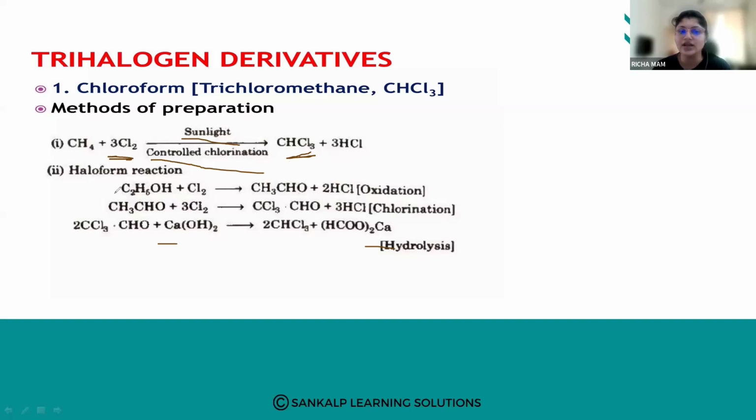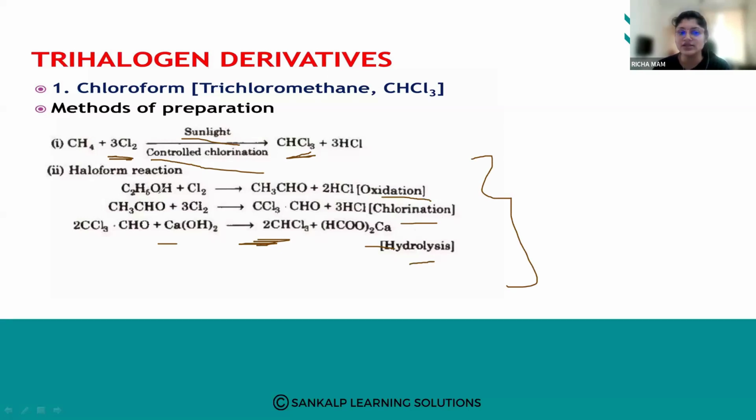Then one more reaction, the haloform reaction. By doing the haloform reaction also, you can obtain chloroform. The haloform reaction proceeds in three steps. The first step is the oxidation step, the second step is the chlorination step, and the third step is hydrolysis.